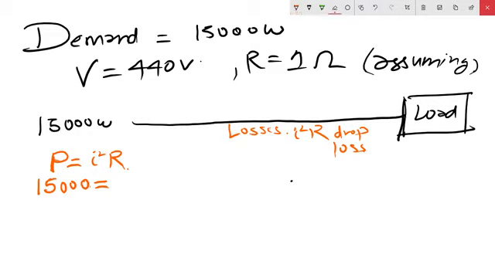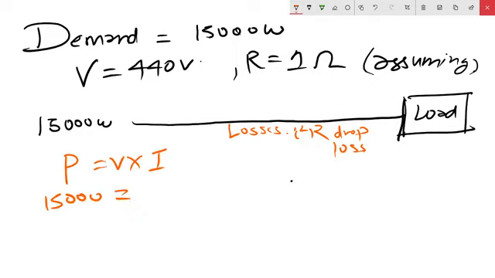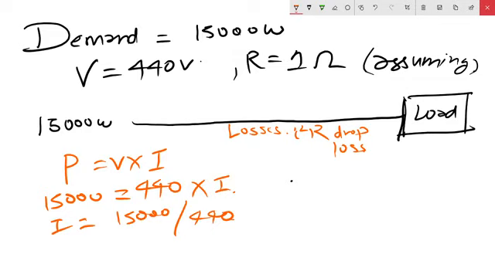Sorry, we will not take this formula. What we will do, we know that P is equal to V into I. Already we have 15,000 watts here, and we already have 440 volts, and the current value we have to find out. So I is equal to 15,000 divided by 440. If you divide this, you will get an I value of 34.09, so we'll take it as nearly 34, okay, 34 amps.